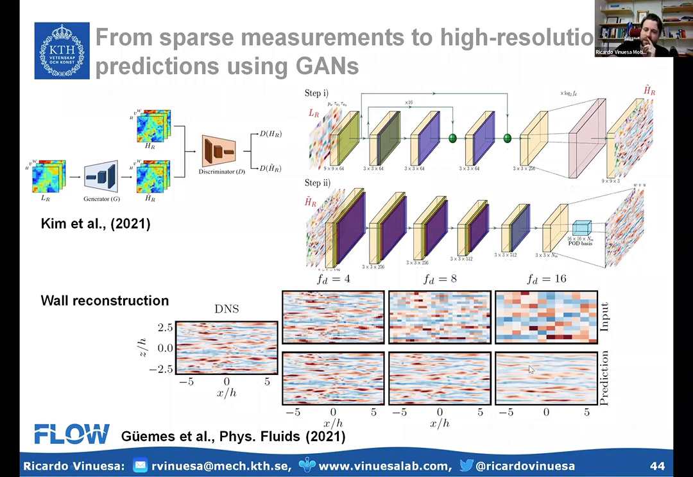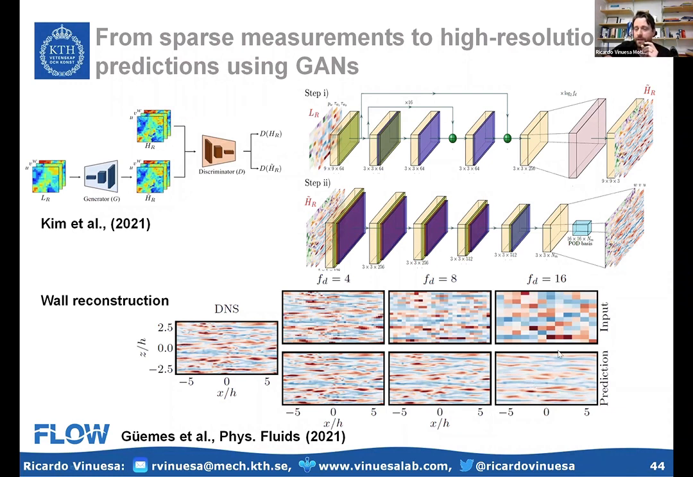But you can actually see something interesting, and that is the locations of these streaky structures. You know, in turbulence, you have elongated structures, which are called streaks, close to the wall. And these elongated structures, their location is respected and their sizes are also respected. So this architecture, from this very, very coarse input that you can see here, is able to obtain quite good predictions of the reference flow at this location.